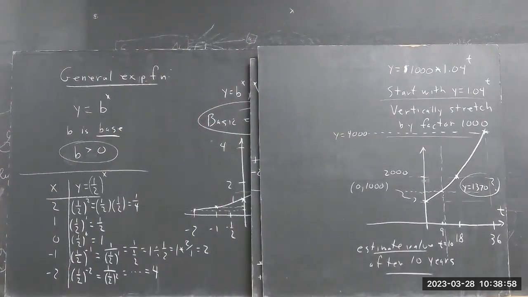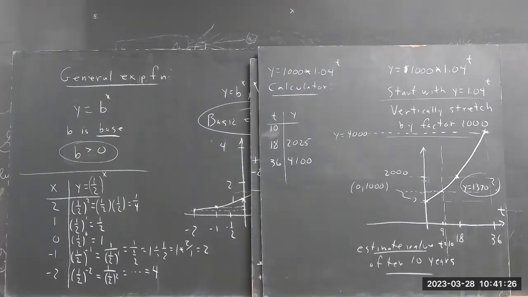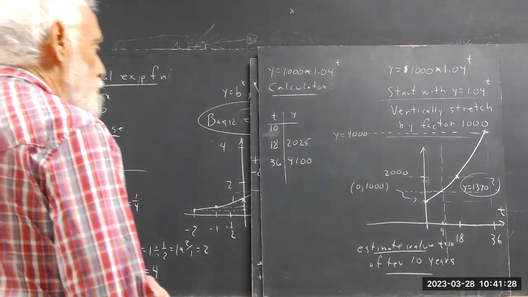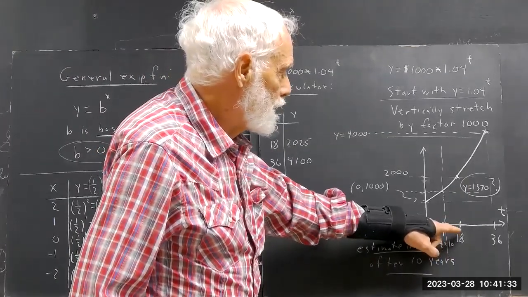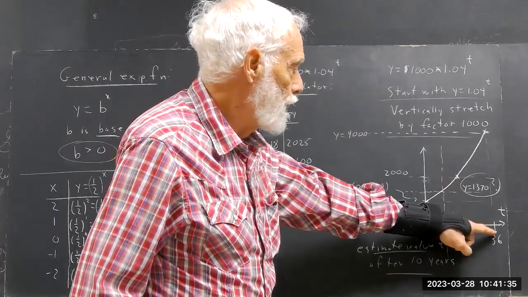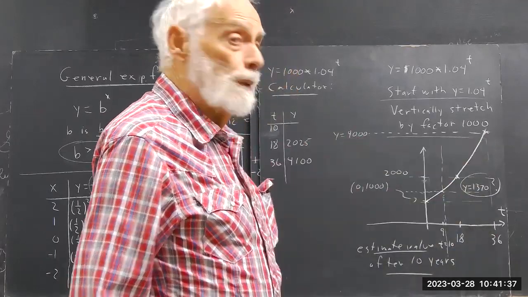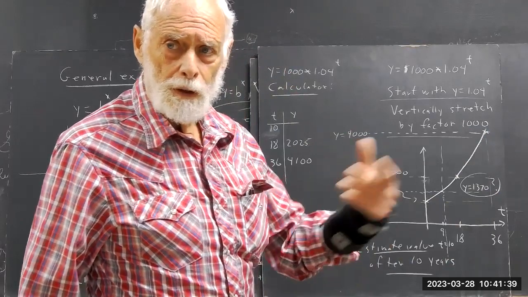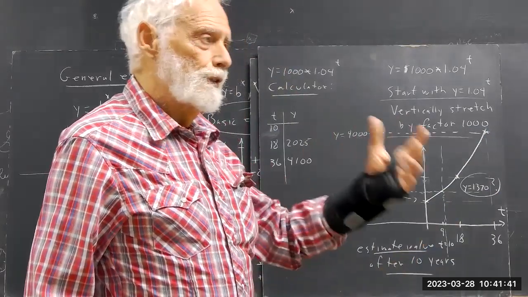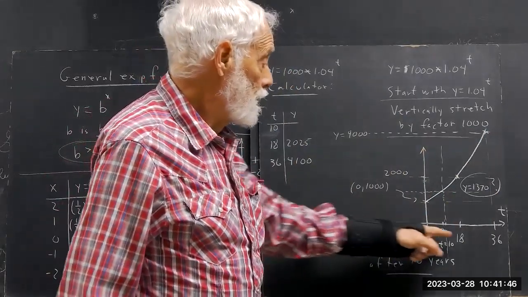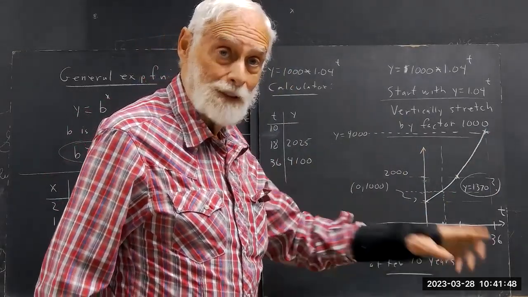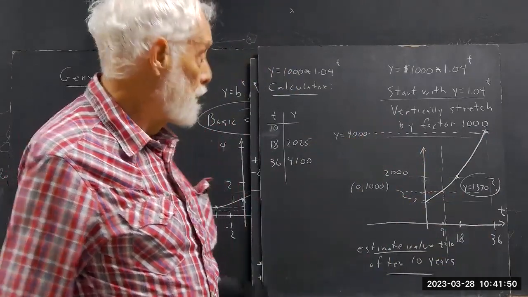Now, who has their calculator handy? Okay, so now we've estimated this value. I've said that at 18 years, the thing ought to be about 2,000, and at 36 years, about 4,000. And there's this thing called the rule of 72. You divide 72 by 4, you get 18, which says this thing ought to double about every 18 years. That's a ballpark rule, but it's pretty close.